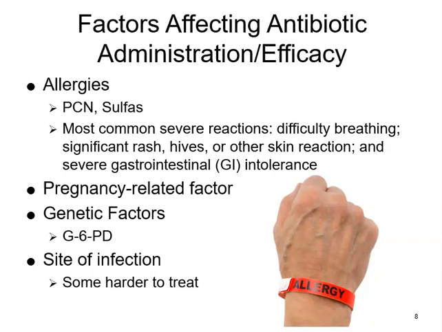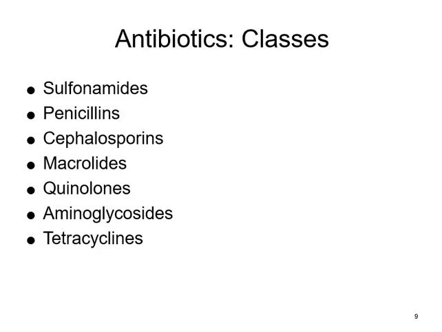And then, of course, the site of infection has something to do with what antibiotic is chosen and how well it works. For example, in the case of chronic osteomyelitis, there's bone sequestration. It's very hard to get as much antibiotic to the site of the infection as opposed to something on the surface of the skin where you can go after it topically. All right, so here are a lot of the classes of antibiotics that we'll be learning about: sulfonamides, penicillins, cephalosporins, macrolides, quinolones, aminoglycosides, and tetracyclines.